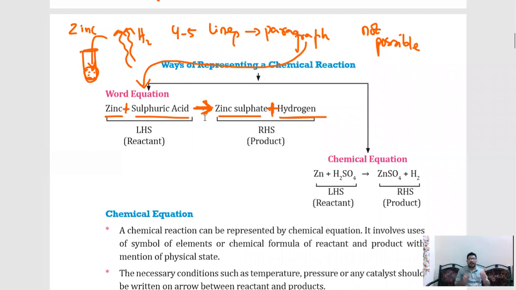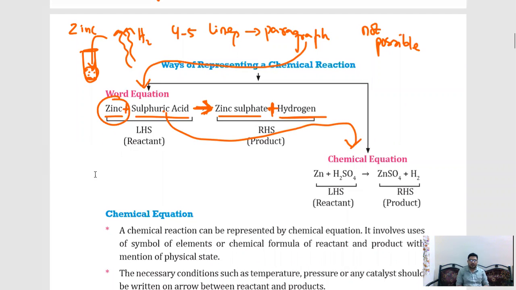It is not always possible for us to write this word equation, because zinc plus sulfuric acid will be somewhat lengthy. Again, you can shorten this word equation also by means of a chemical equation. So a paragraph you can make short by means of a word equation, and a word equation you can make short by means of a chemical equation.